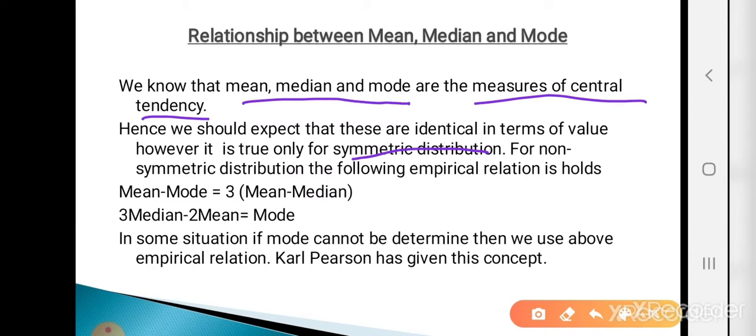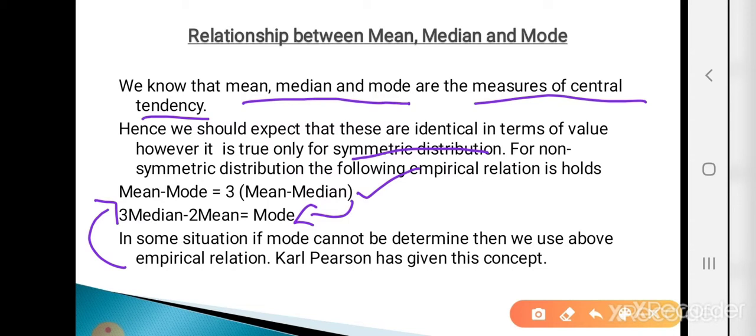What is meant by symmetrical distribution? We will see. For non-symmetric distribution, the following empirical relationship holds: mean minus mode is equal to 3 times mean minus median. This is the empirical relationship between mean, median and mode. It is also written as 3 median minus 2 mean is equal to mode. In some situations, if mode cannot be determined, then we use the above empirical relation. Karl Pearson, one of the statisticians, has given this concept.